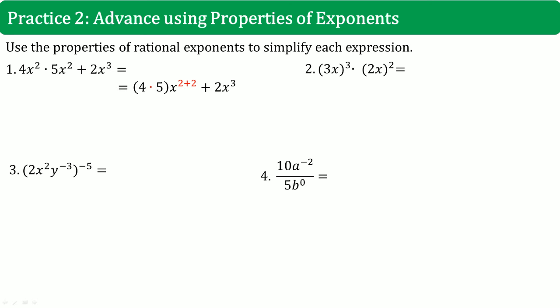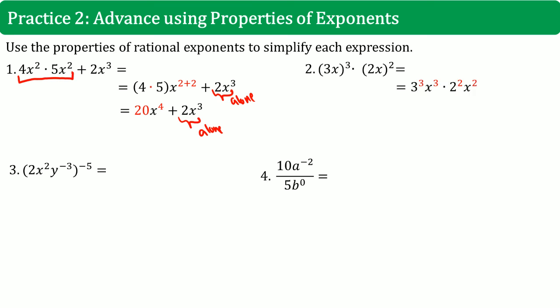The thing that you should notice is that these two can combine because they are by multiplication. So 4 times 5. And here you could add the exponents, 2 and 2. So you get 20 x to the 4th power. You have to leave the 2x cubed alone. You leave this alone. You leave this alone. Because this is to the 3rd power, you leave it alone. Nothing happens to it.